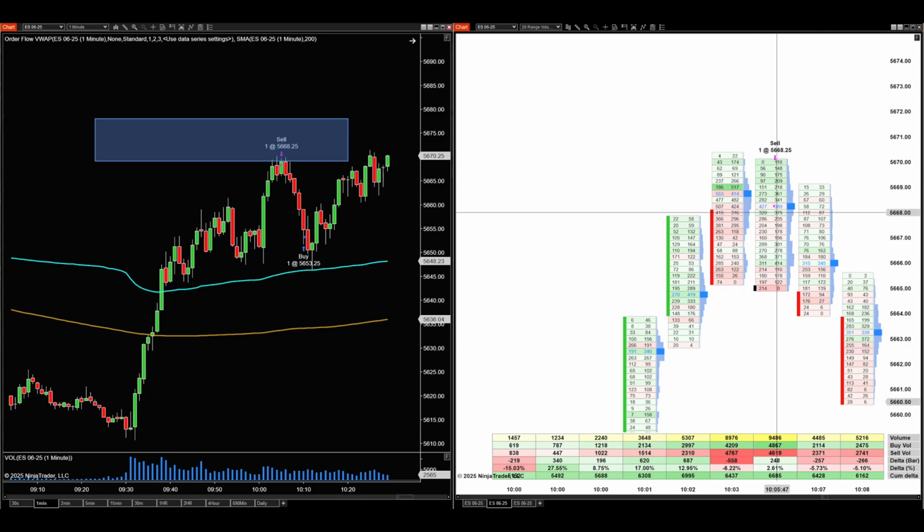As soon as the market pulled back below this positive delta, and I saw the tape turn a little bit more red, I hopped in short here at these 56.68.25s. Right here, you can see sell 1 at 56.68.25. So I got short here at these 68.25s. My stop was up here at these 70.50s. So about 2 points of stop loss for about an estimated 15 points of target.